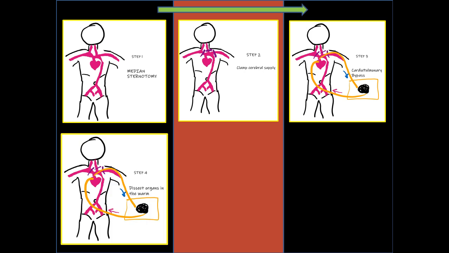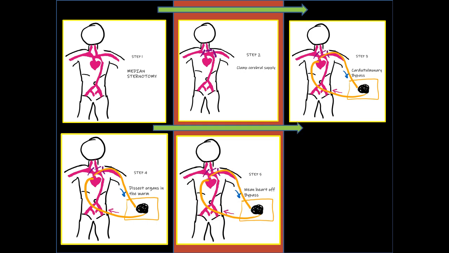And once you go on cardiopulmonary bypass, you can sit back and relax, because now we have restoration of warm, oxygenated, well-perfused circulation to all of the organs below the brain. Now, the organs, just like in a brain dead type protocol, can be dissected in the warm, and that's what's done.